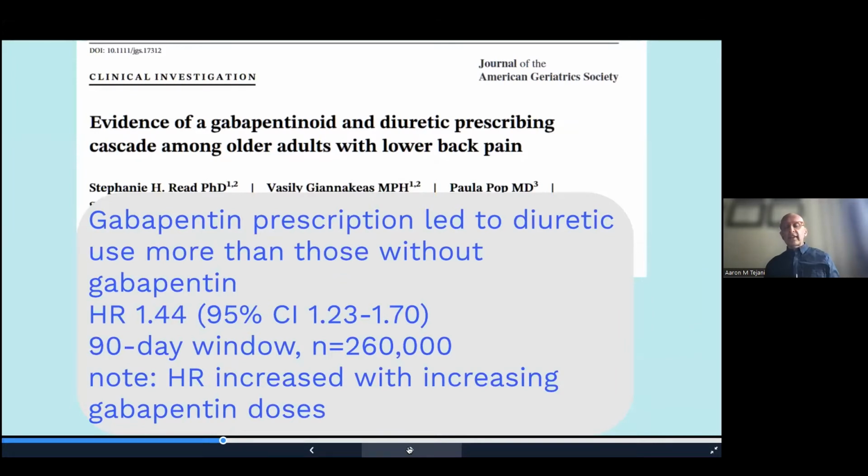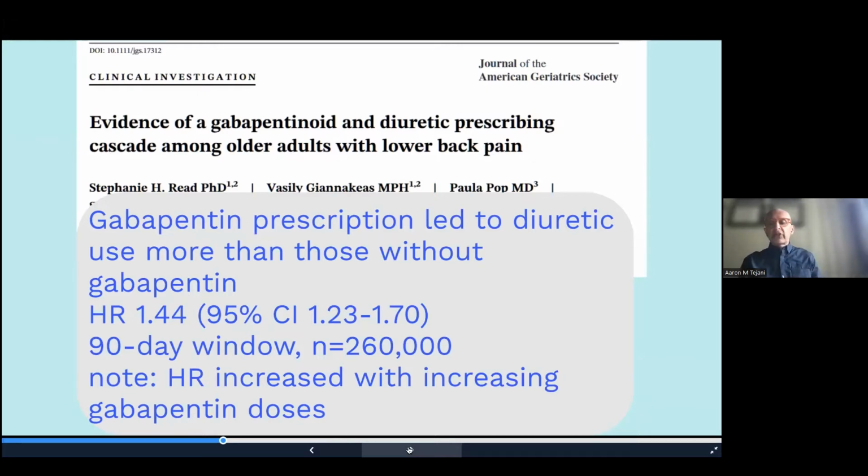One interesting thing that gave me confidence that there's justification to be looking for this cascade is that the likelihood of diuretic prescriptions increased the greater the dose of gabapentin was. And hang on to that thought about harm being dose related, because when I reflect on some possible solutions to prescribing cascades, this idea of dose response does come up. So we'll hold on to that.